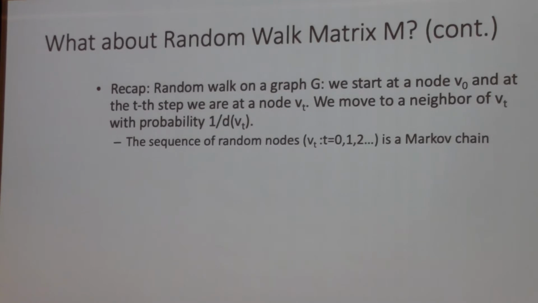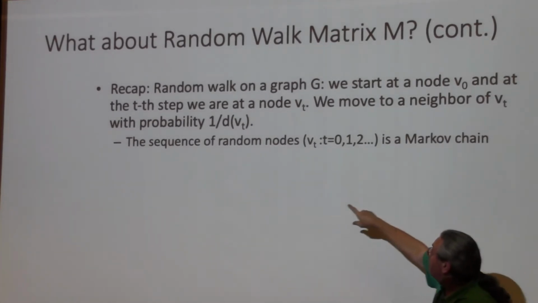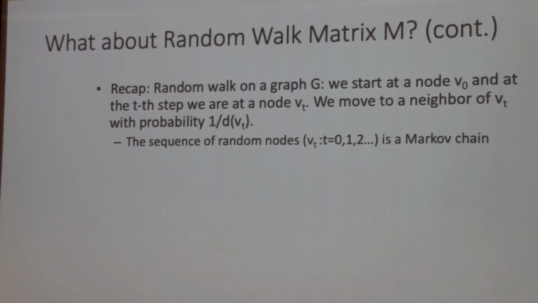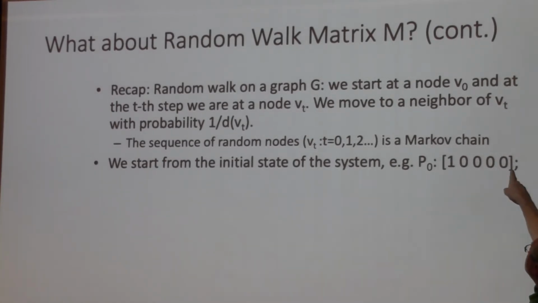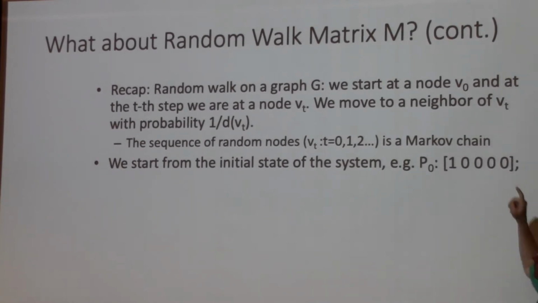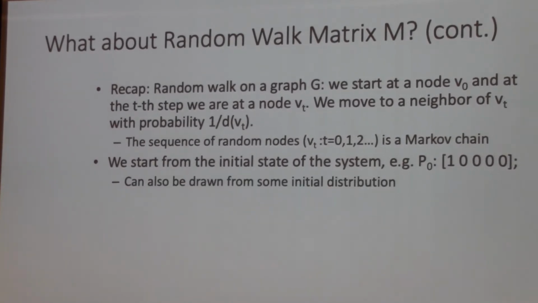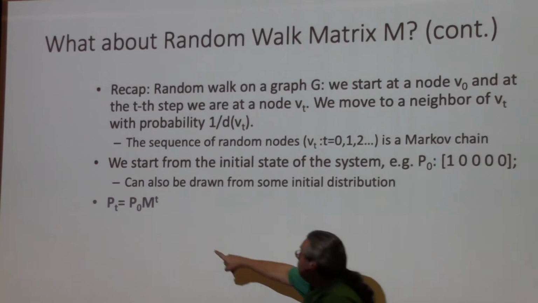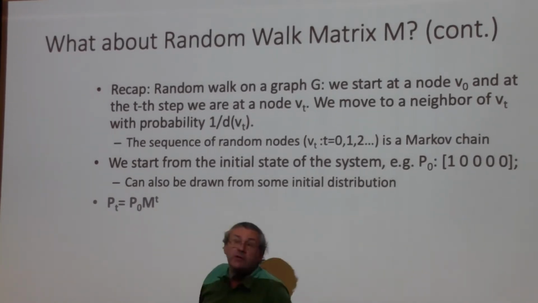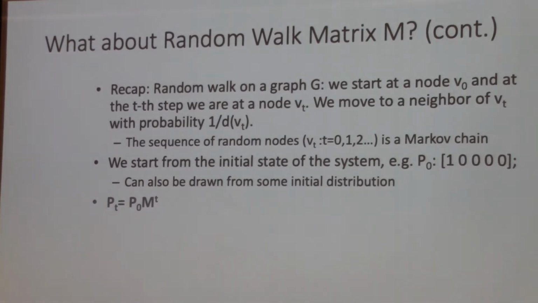Very good. So we start from a node, V0, and after t steps, we are at node Vt, and we move to a neighbor with probability 1 over d(Vt). So the sequence of nodes Vt is a Markov chain. Let's now start with the initial state, P0. So with probability 1 we're in node 1, and 0 in the others. Or it could be something else. And now we can say, after t steps, Pt is P0 times M to the power t. It's simple.